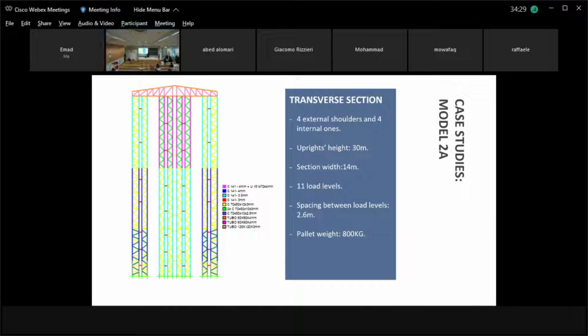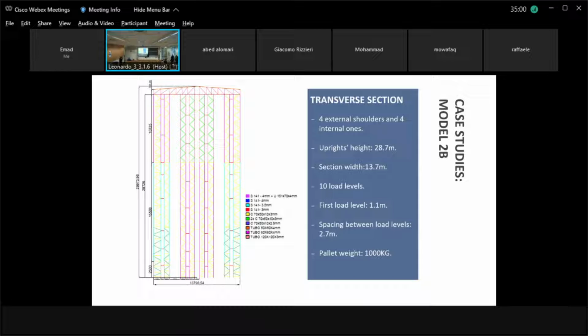Now, moving to the second case of the study. Well, in this case of a study, we wanted to optimize the effective wind on our structure. So we reduced the number of the internal shoulders into 4 instead of 12. So now we have 4 external shoulders and 4 internal ones. The width of the section now is 14 instead of 30 meters. And then we move to the model 2B.